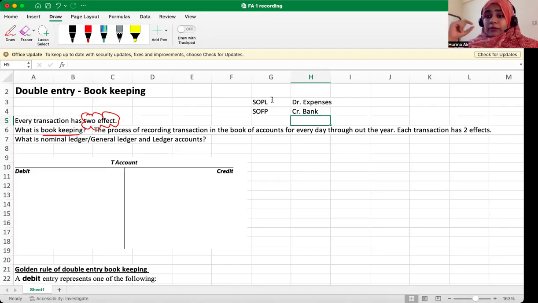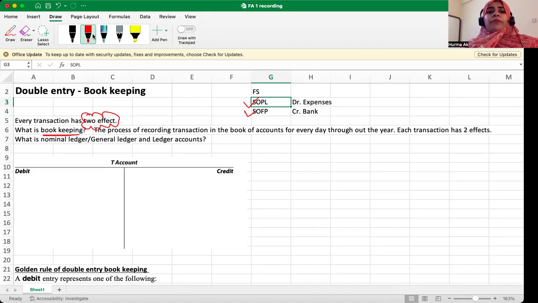So now we know that every transaction could have two side effects, and everything needs to be recorded, and they all go to your financial statements. And your financial statements comprise your statement of profit and loss and statement of financial position, which is nothing but your balance sheet, right? Now, how does that work?